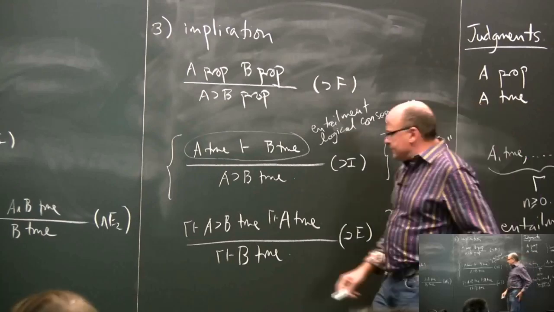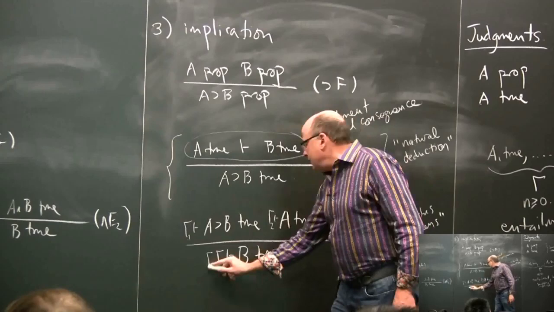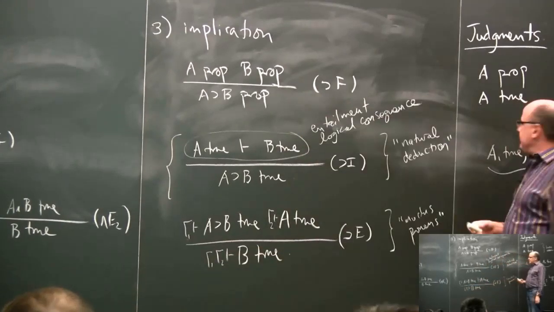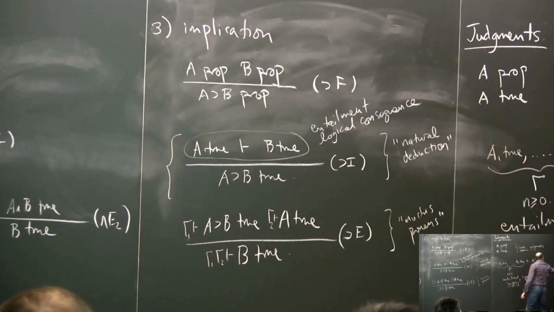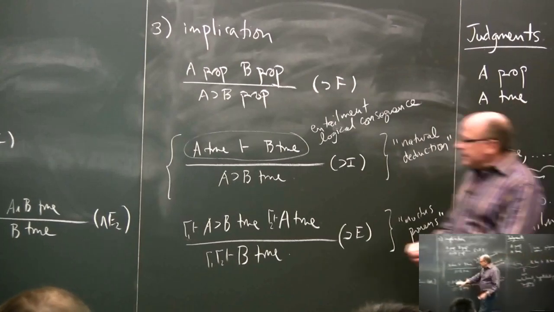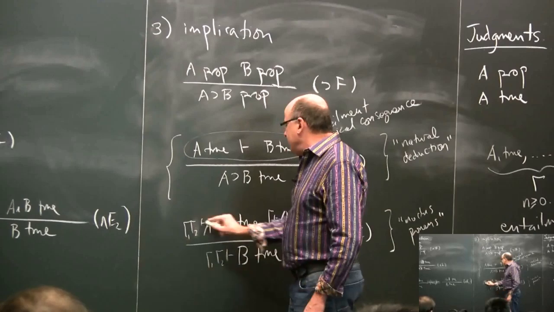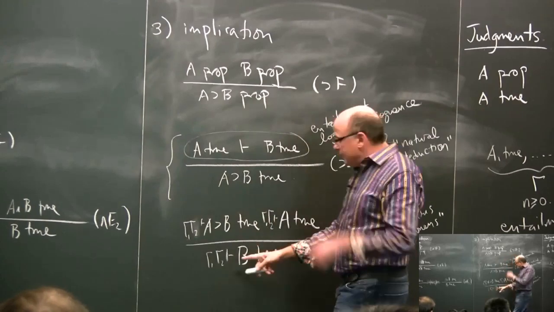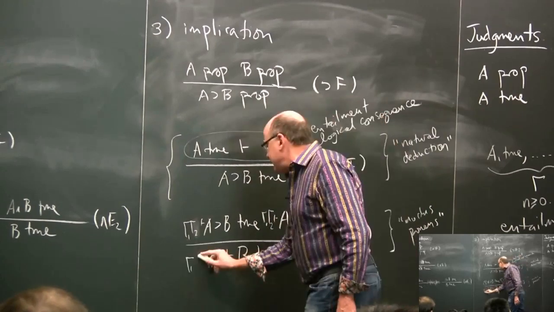And by the way, you might ask yourself, why don't I write it like this so that I can write gamma 1, gamma 2, and gamma 1 and gamma 2? You could write it like that, but in the presence of weakening, I can always weaken this to gamma 1, gamma 2, and weaken this to gamma 1, gamma 2, and thereby get gamma 1, gamma 2 down here with copies.